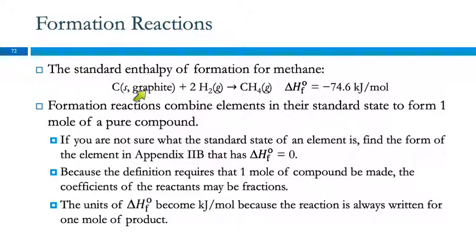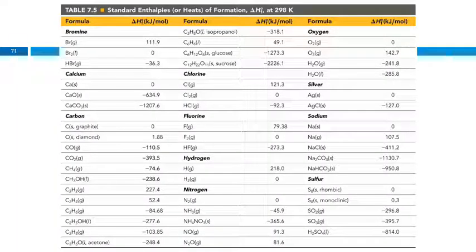So this is carbon, graphite, and here hydrogen is H2. And if we're not sure which element or which form of the element is the standard state, we go look at the table. So for carbon, here's carbon, we want this graphite form. And for hydrogen, hydrogen is a diatomic element, and so it's going to be the H2.